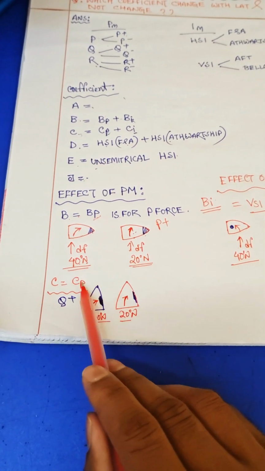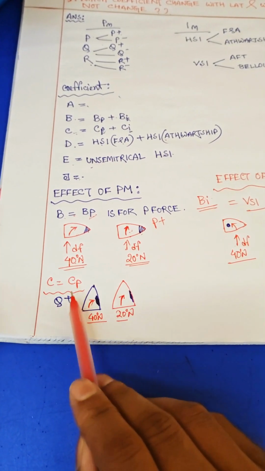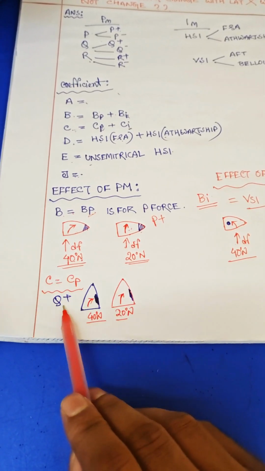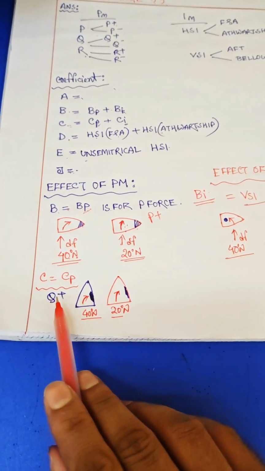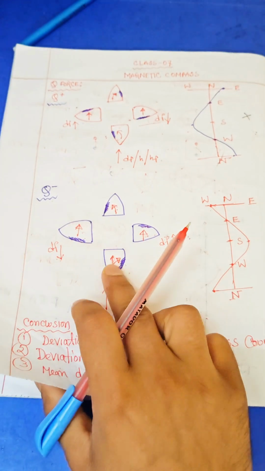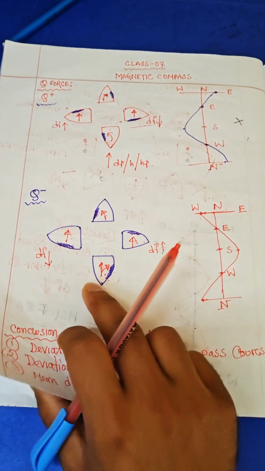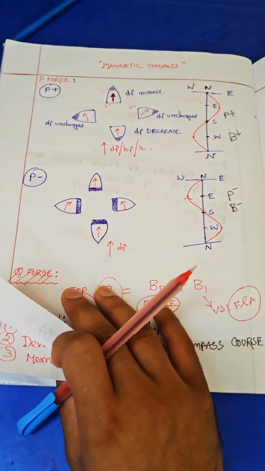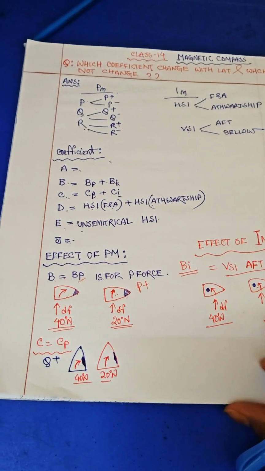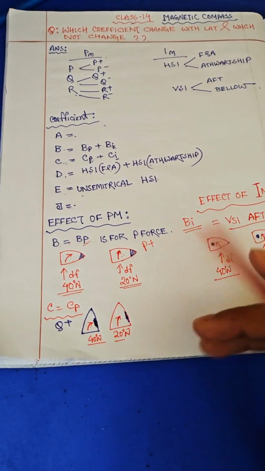For the C, for the CP, this is for permanent magnetism, Q plus, because CP is the reason for the Q force. You can see that for Q plus, viewers, Q plus, Q minus I already explained. You can check in the last videos, guys. Also for P, P plus, P minus I already explained before. You can review my last videos, guys.